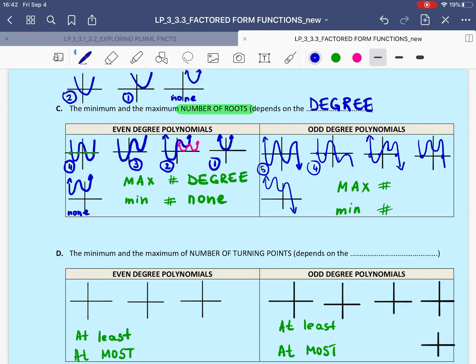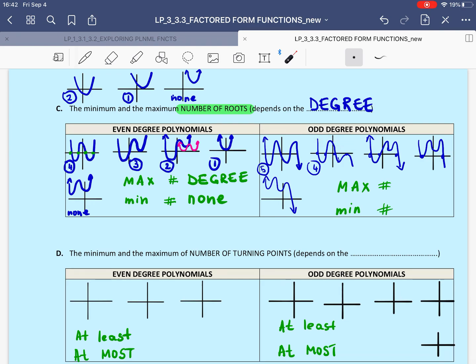Now, my question to you is to pause for a second, so pause the video and think, can an odd degree polynomial function have no roots, just like the even degree functions did? We're going to say most likely or for sure, no. And the reason why is because odd degree polynomial functions always extend across the quadrants.